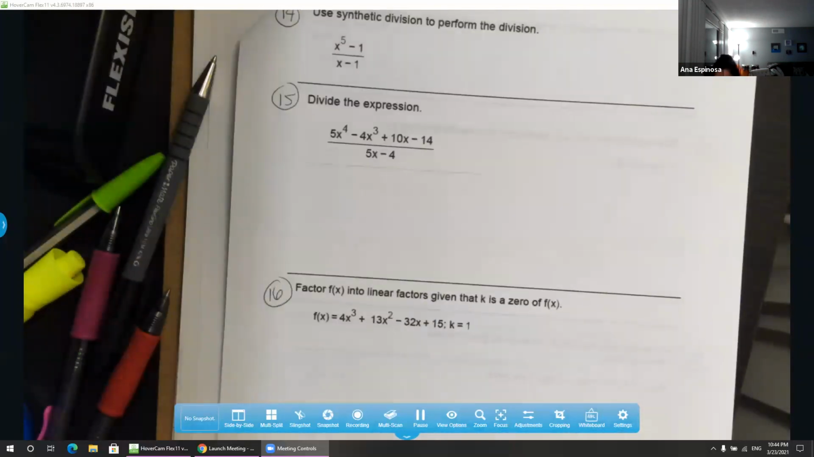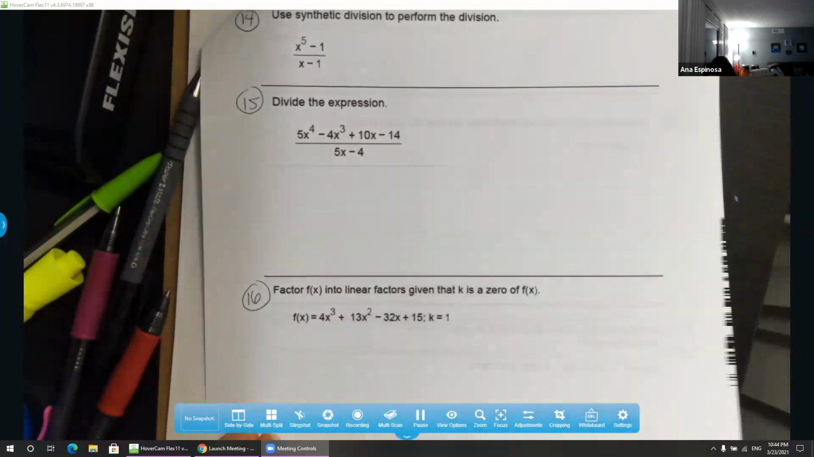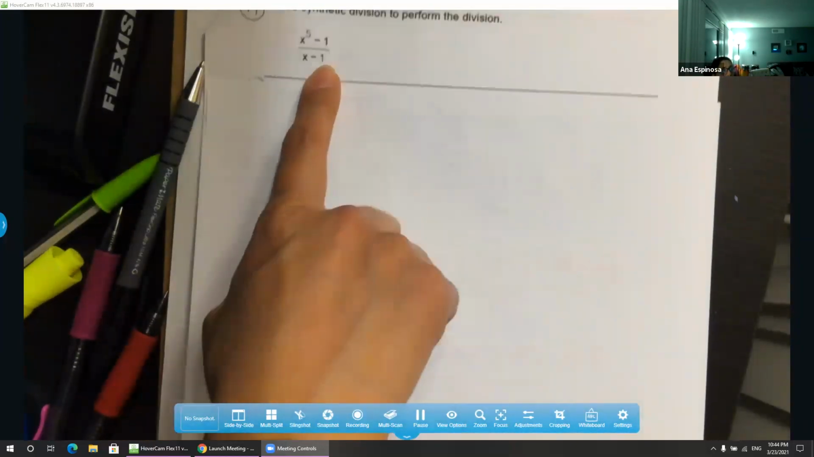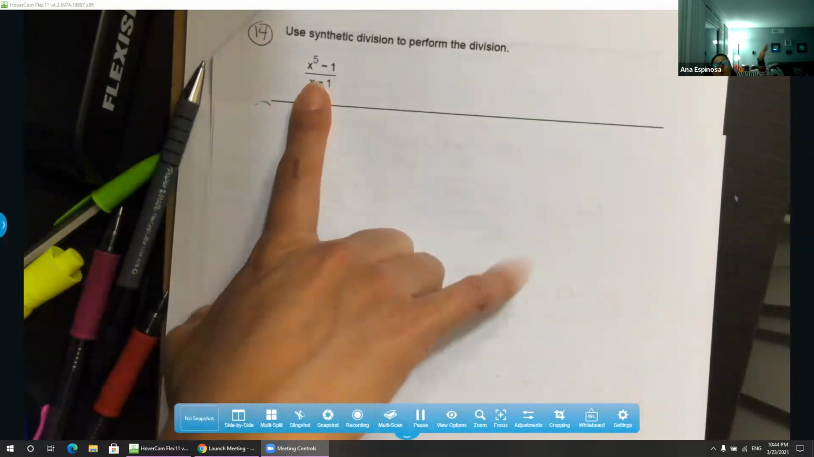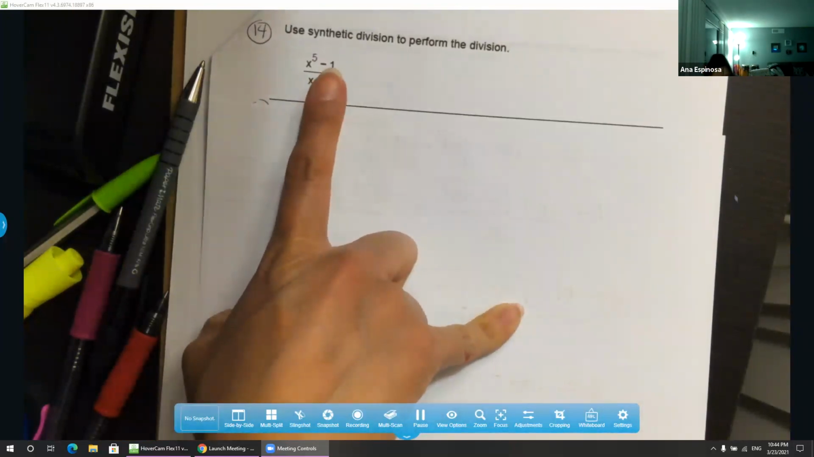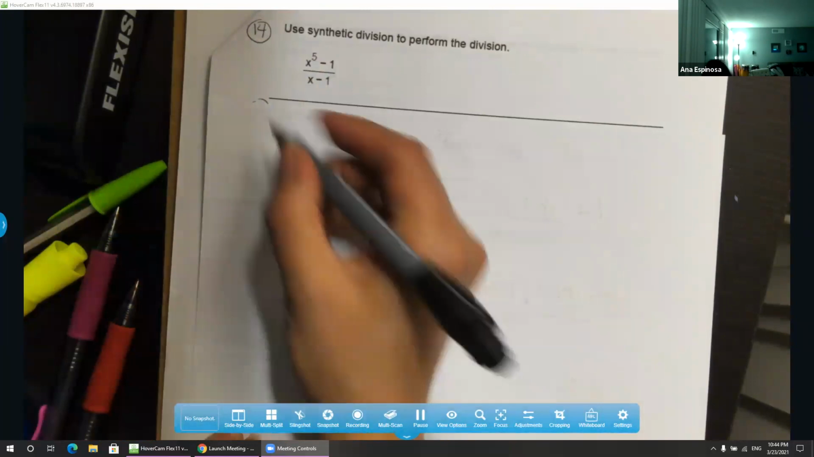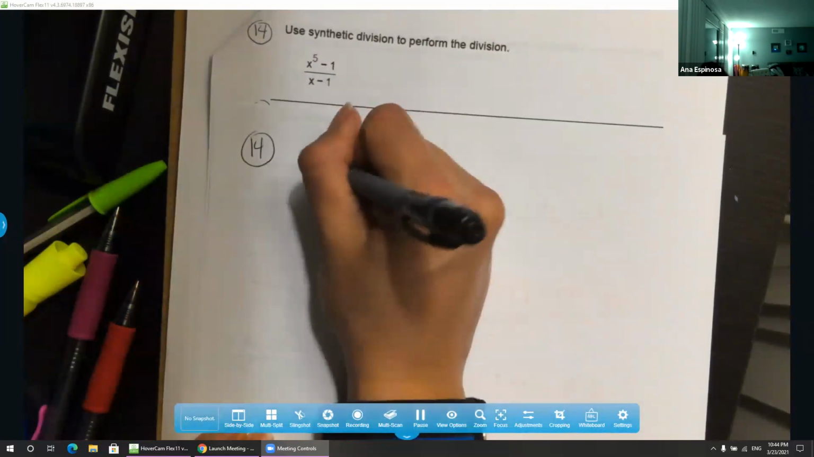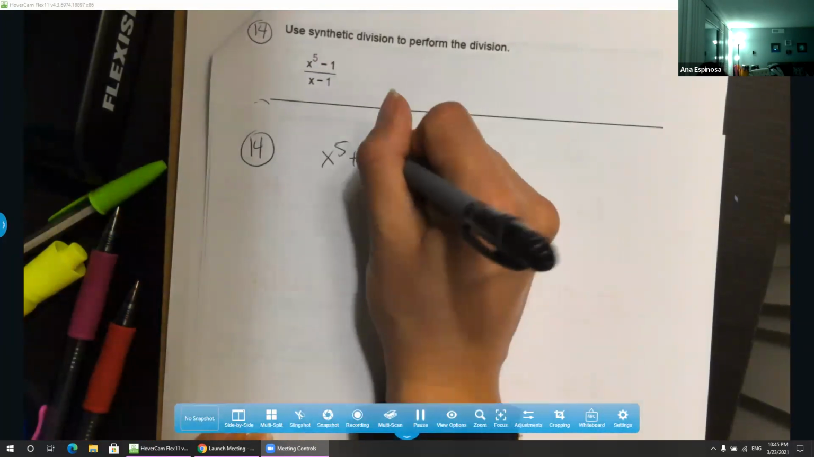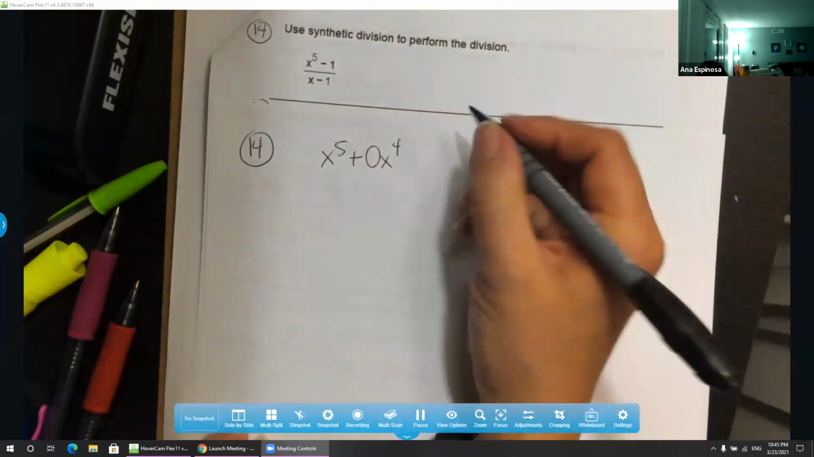The next one says use synthetic division to perform. Again, I'm not going to do these because these are fairly easy. You just have to know how to set them up. You have to make sure that all of the pieces are accounted for. So what you want to do is rewrite this. x to the 5th. We don't have a 4th term, so you put a 0.